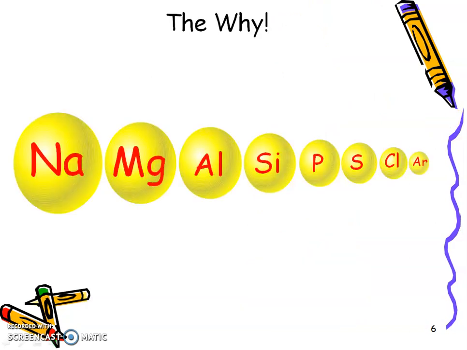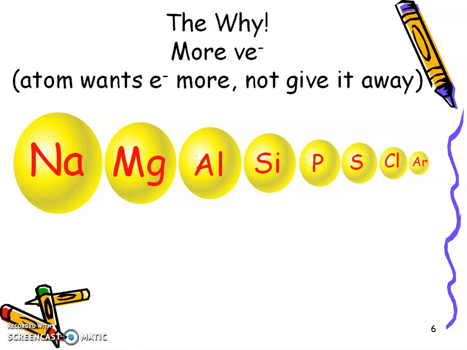So now let's think of it this way. Now let's go across that period again. Sodium has one electron, magnesium has two. So again, the atom wants more electrons, right? Sometimes the more electrons it has, it's not going to want to give it away. It's going to want to keep it. And that's what's going to happen here.